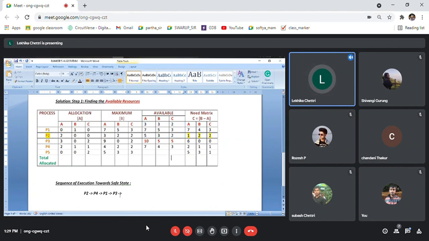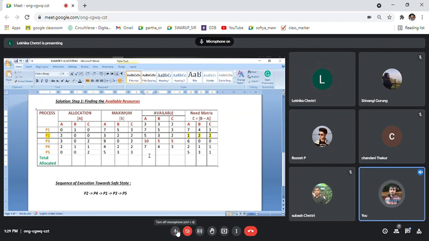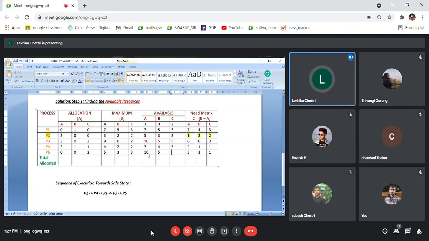Okay, so now after P3, I think only one is left now. P5. Okay, so what will be the available right now? Class, give me what is the available now? 10 5 7. 10 tab 5 tab 7.